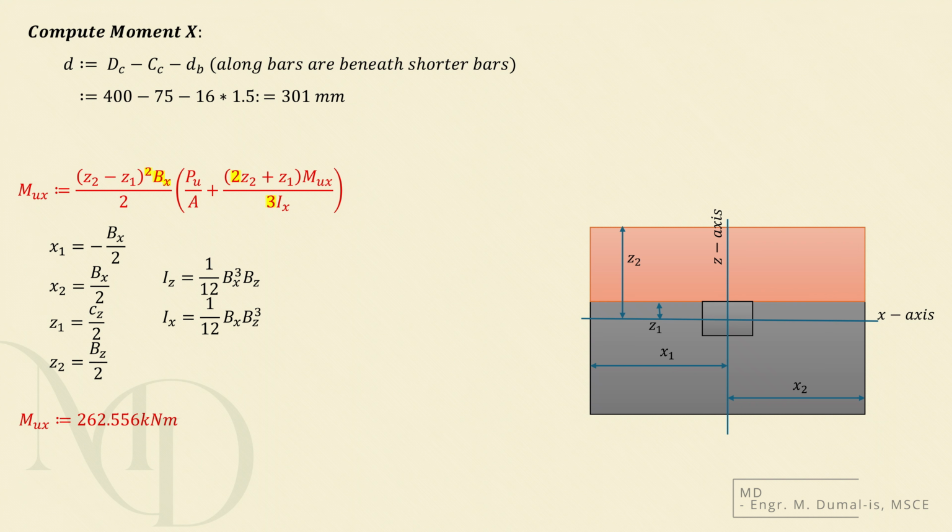Now we move on to computing the demand bending moment along the x direction, MUX. We use the same approach as before, starting with the effective depth. Determine the limits x1, x2, z1, and z2 for the critical section along this axis. After substituting these limits and all known parameters into the formula, we can solve for the value of MUX.